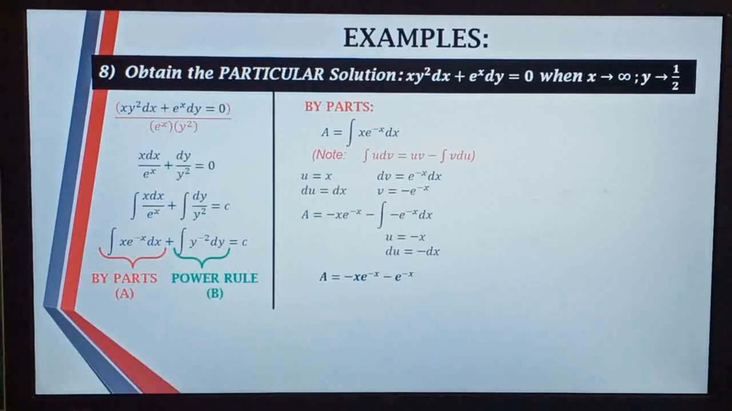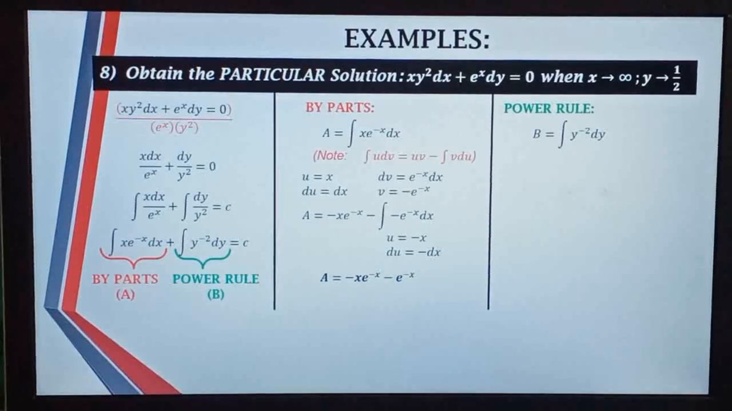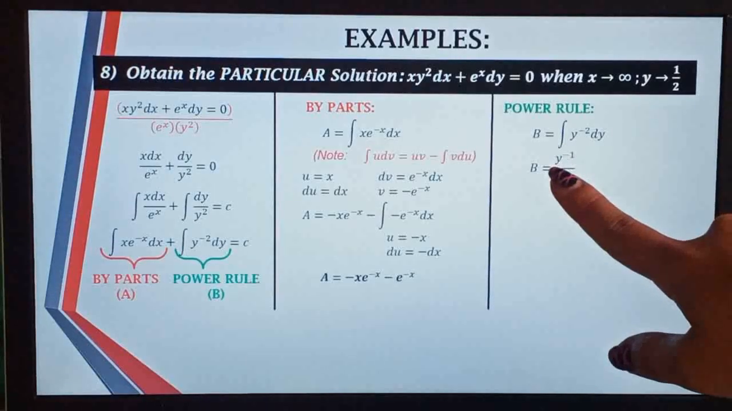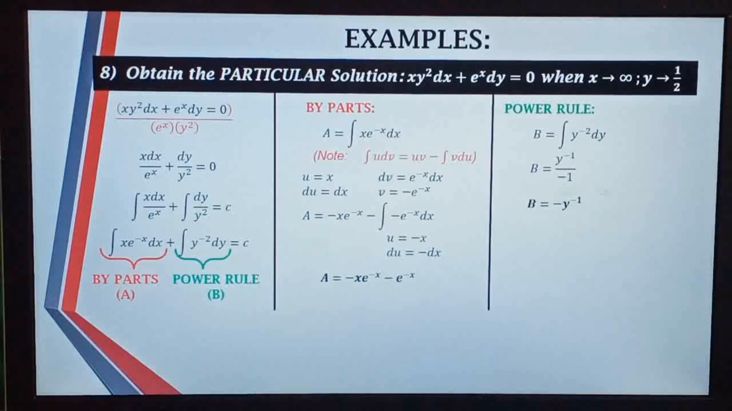Then we still have the second term. The integral of the second term, which is the power rule, all we have to do is u raised to n plus 1 over n plus 1. So, ang mangyayari lang is negative 2 plus 1, so we will have negative 1. So, that is y raised to negative 1 over negative 1. So, the value of our B is negative y raised to negative 1.